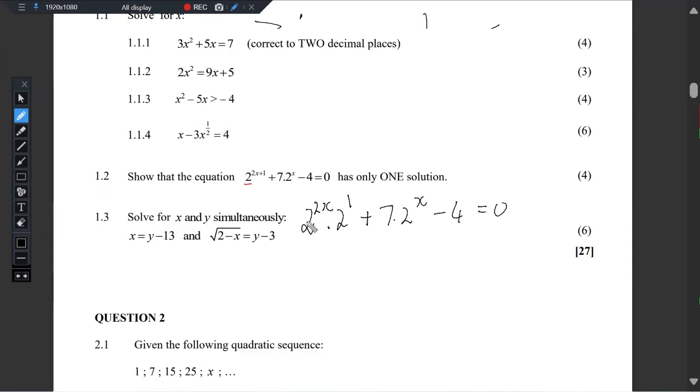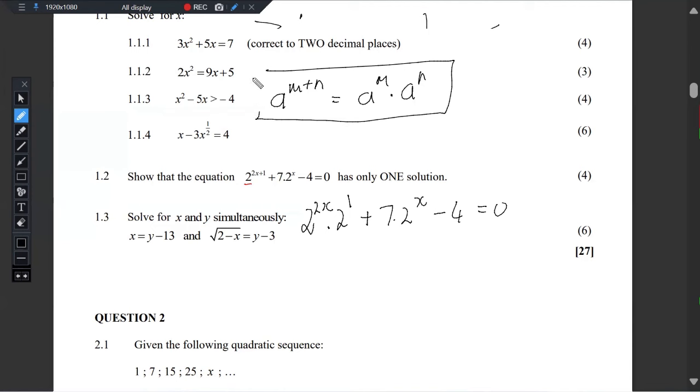So based on our laws of exponents, if I have a to the exponent of m plus n, this is the same as having a to the exponent of m times a to the exponent of n, right? So it's based on this law of exponents. So I did not just write that one. Then, now remember, 2 to the exponent of 2x is the same as having 2 to the exponent of x times 2 to the exponent of x, right?